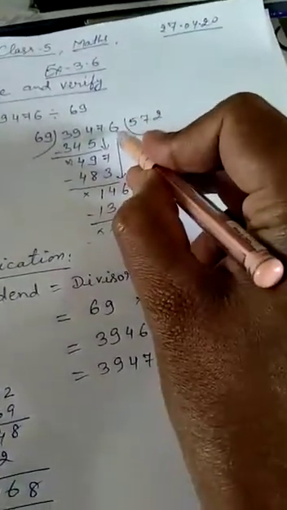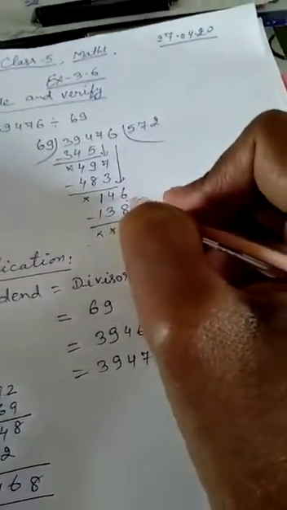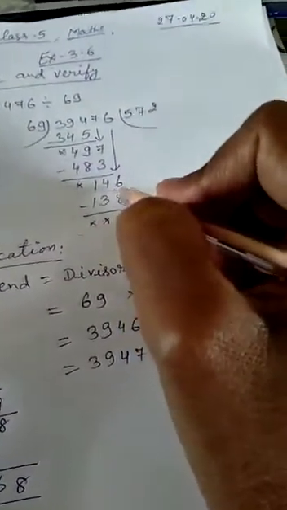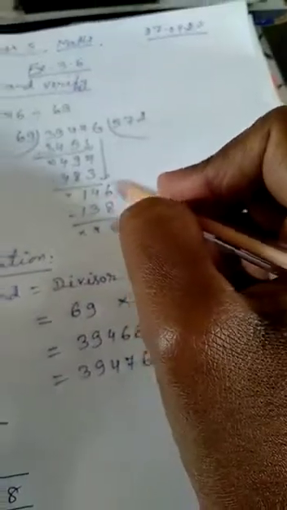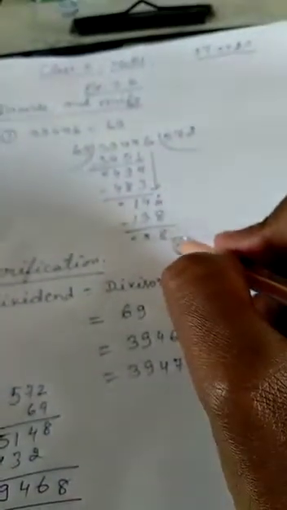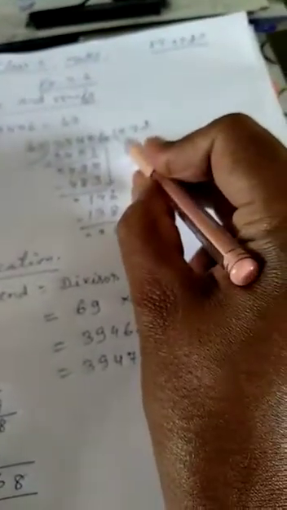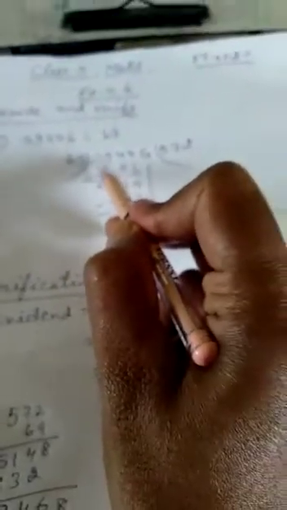Again the next number 6 you will bring down. So now this number will be 146. Now again you will divide. 69 2 ja 138. Now you will subtract. 16 minus 8 8. Now you see that remainder is 8, quotient is 572, and divisor is 69, dividend is 39,476.